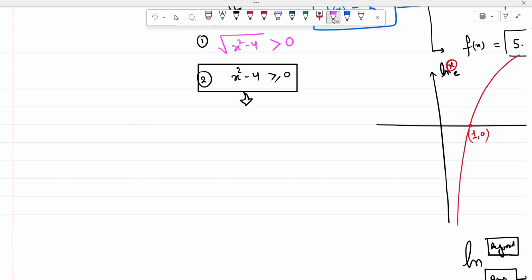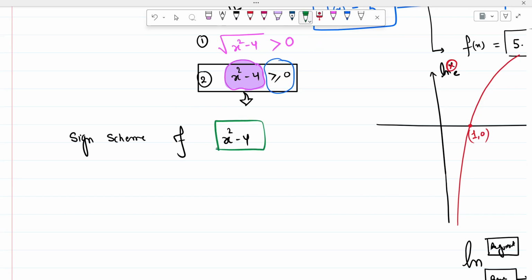So see, we have to find the region of x for which this expression x squared minus 4 should be greater than or equal to 0. So what we have to do? We have to draw the sign scheme. We will draw the sign scheme of x square minus 4. Whatever the requirement is, greater than 0, less than 0, it doesn't matter. First, draw the sign scheme of this expression.